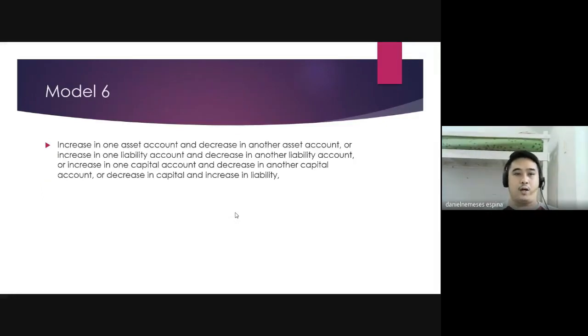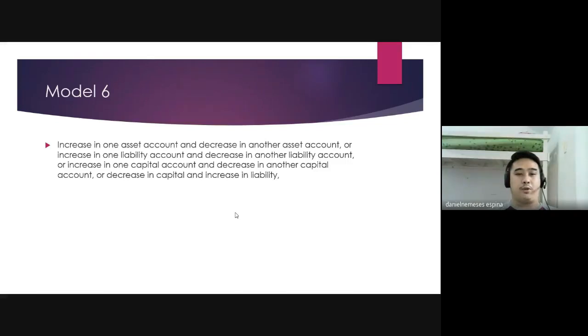Okay, so now we're down to the last model. So tanan nga wala ni fall under models 1 to 5, padulong na siya kay model 6. So sa mga accounts, there is an increase in one asset and decrease in another asset. So especially usually mahitabo ni pag makolekta na nato atong receivable. So mag-receive ka cash pero ma-decrease atong receivable. Or increase in one liability account and decrease in another liability account.